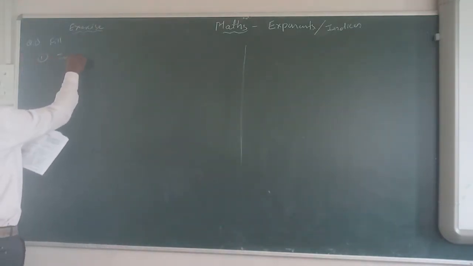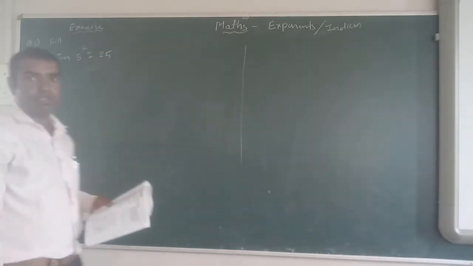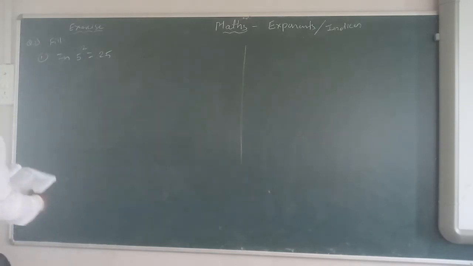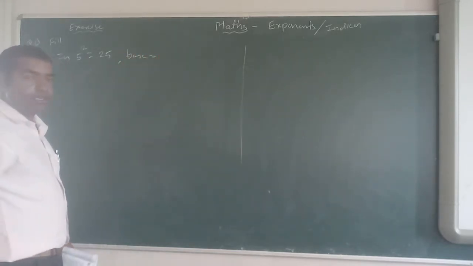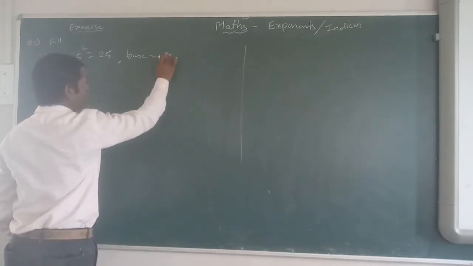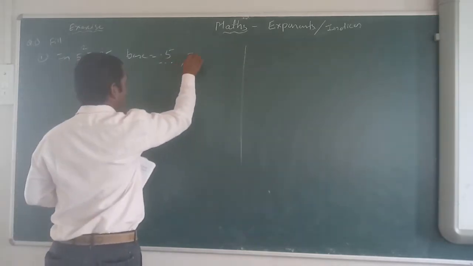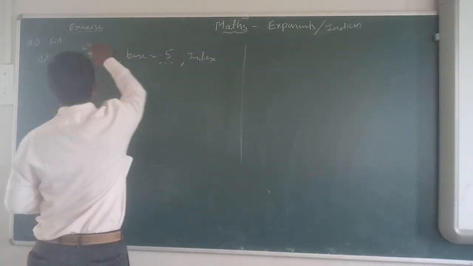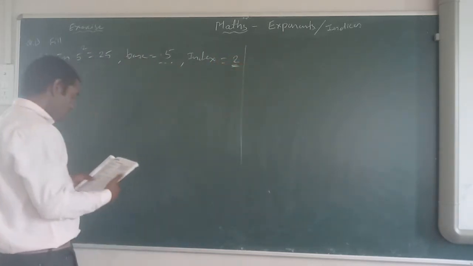In filling the blanks, the first one is 5 raised to 2 is equal to 25. Here we have to fill the base. Which is the base? I have already explained. This 5 is the base. So this is your first filling blank. And the index is this 2. This number 2 is the index.